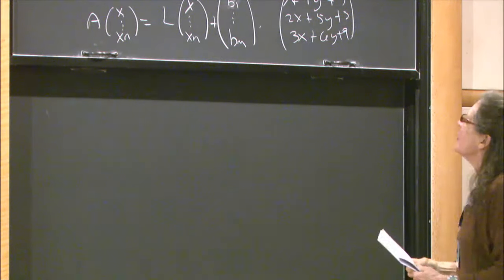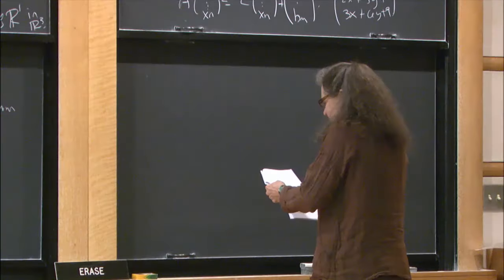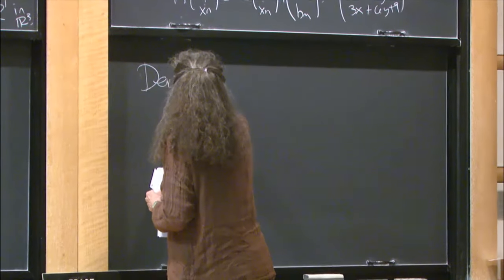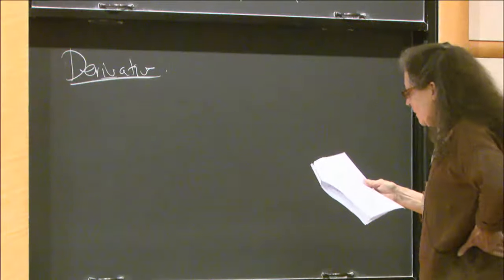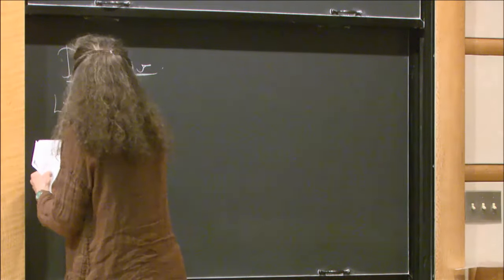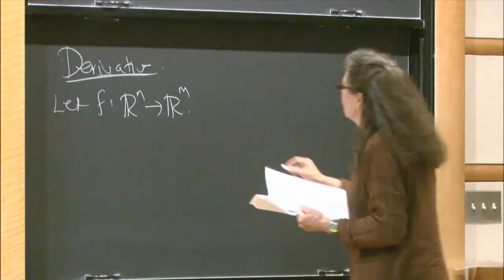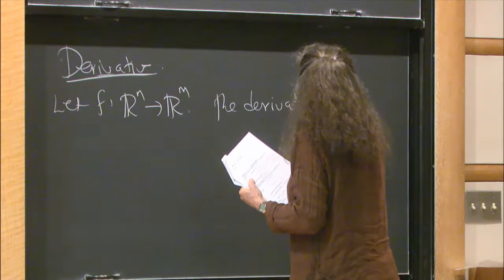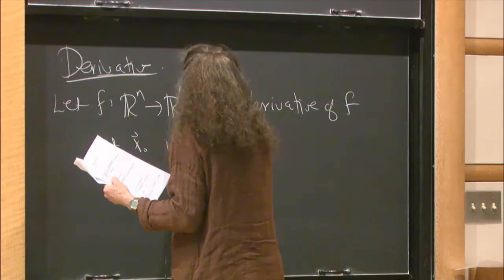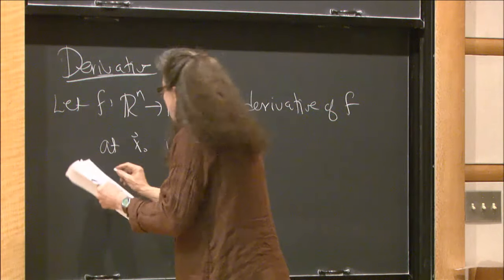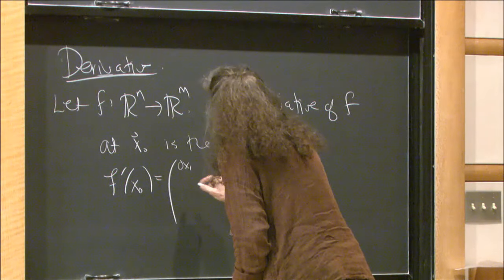Okay, so these are examples of maps from Rn to Rm. And what we're going to talk about now is the derivative. The derivative of a map from Rn to Rm is a linear map or an affine map. So, there's both. Let F be a map from Rn to Rm. And the derivative of F at some point, let's call it x naught, is the map F prime of x naught. It's going to be a matrix. It's going to be the following matrix: partial x1. Well, hang on a second.